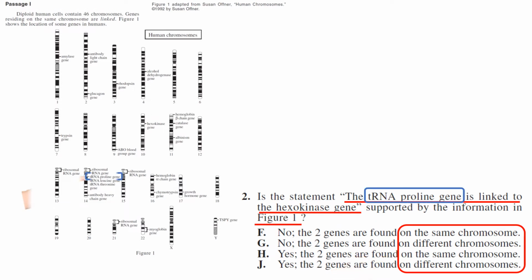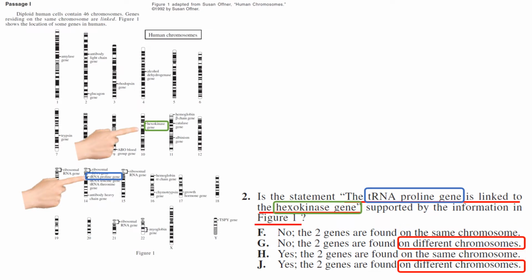We're going to start with the proline gene. We see that one on chromosome 14. And the hexokinase gene we see on chromosome 10. So now we know for sure those are on different chromosomes. So we can eliminate F and H. Now we got to think through it. Are they linked? Well, if they're on separate chromosomes, then they're not linked. So your answer has to be G.